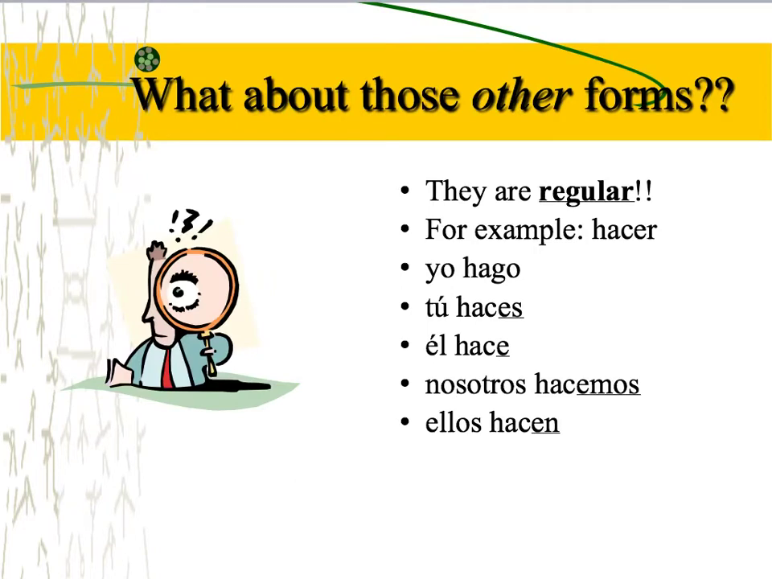Bien. Okay, so that doesn't mean that the other forms all have G-O in them, okay? They are regular. Please make a note of that. So, for example, you'll remember verbo hacer, even though it does yo hago, after that it does haces, hace, hacemos, y hacen, just like a regular ER verb, okay? It's still an ER verb.